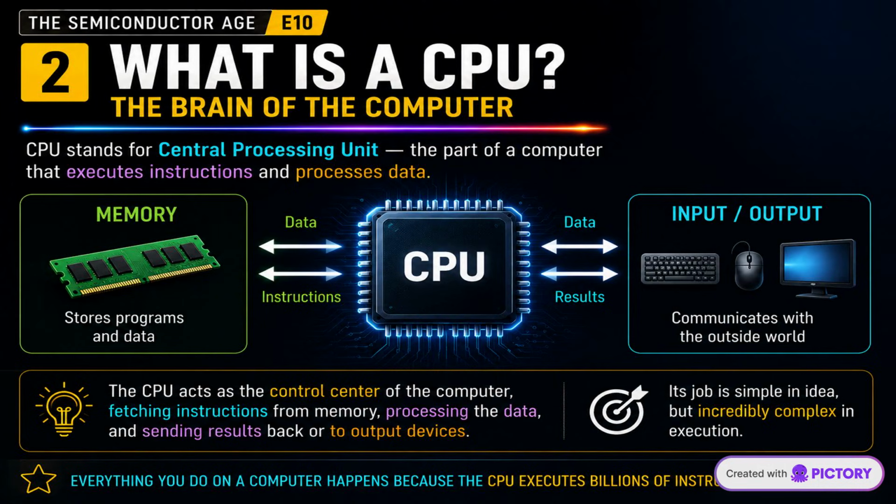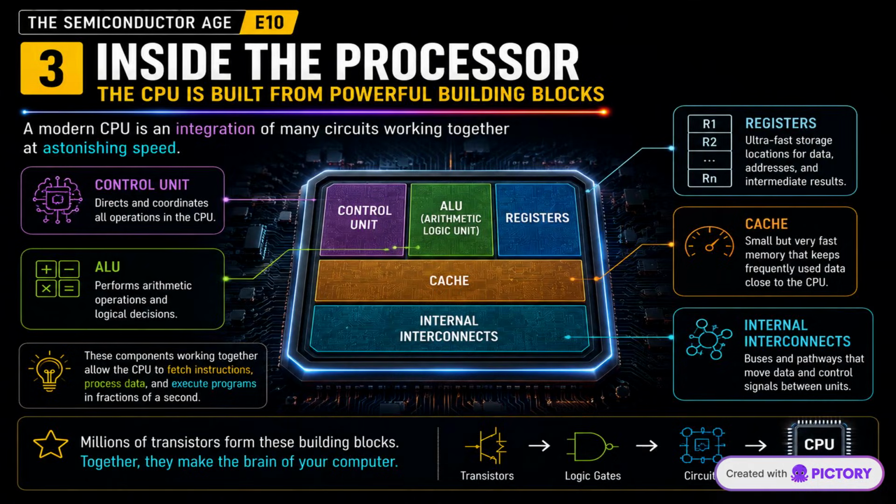CPU stands for Central Processing Unit. It is the main processing engine of a computer, responsible for executing instructions and coordinating the movement and processing of data. A CPU is not a single component doing everything. It contains several specialized parts, including the control unit, ALU, registers, and cache, all working together to execute instructions efficiently.